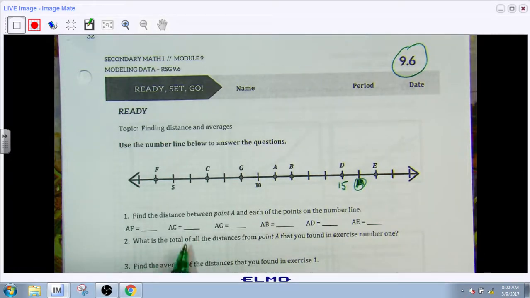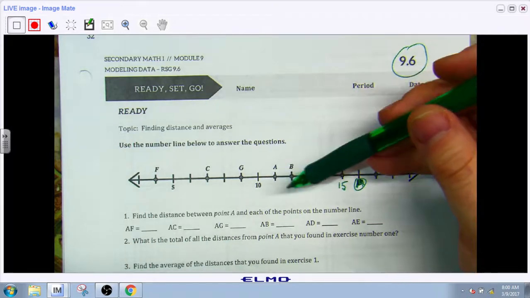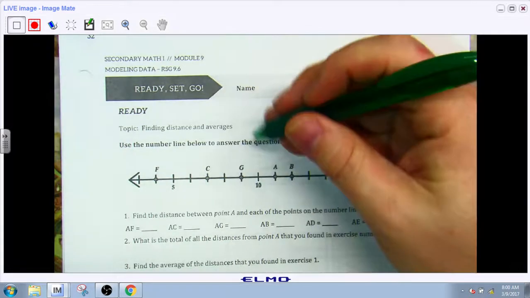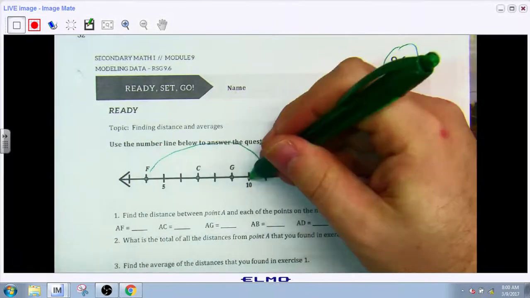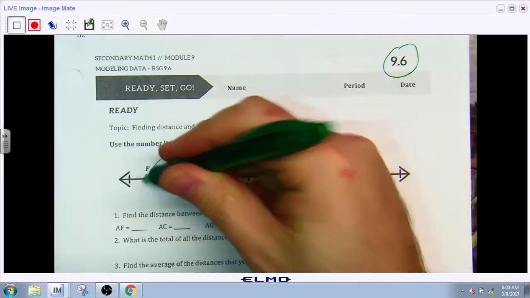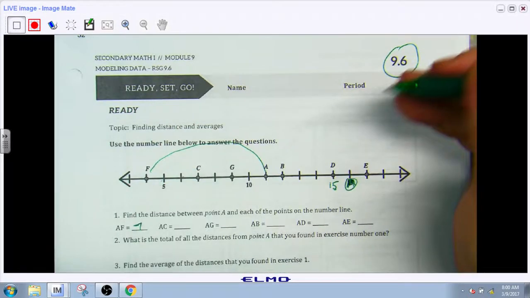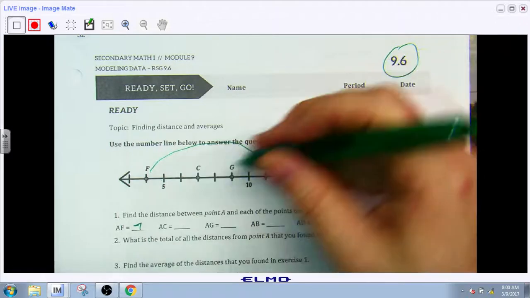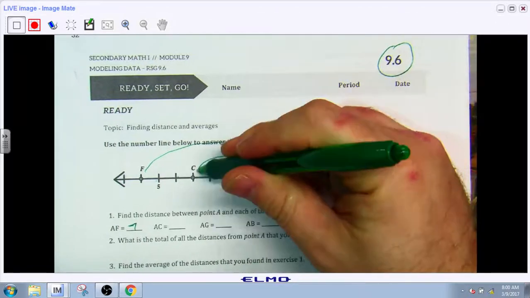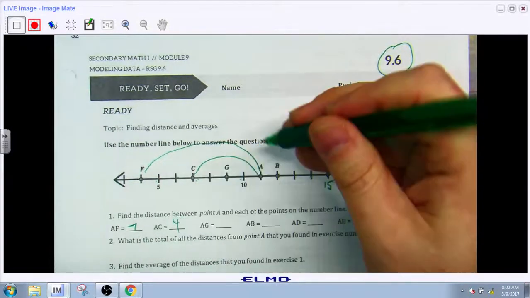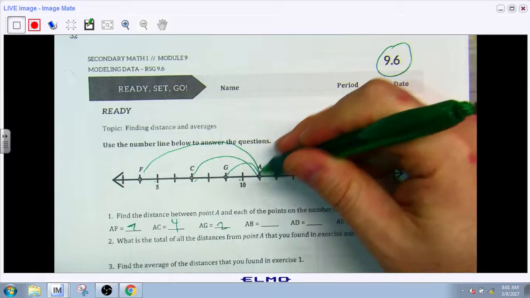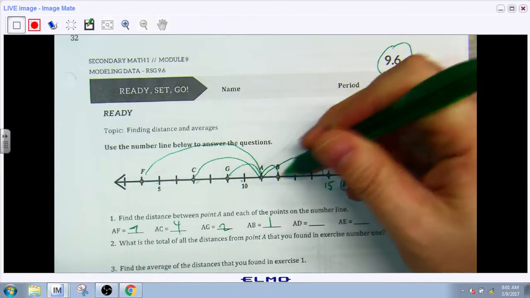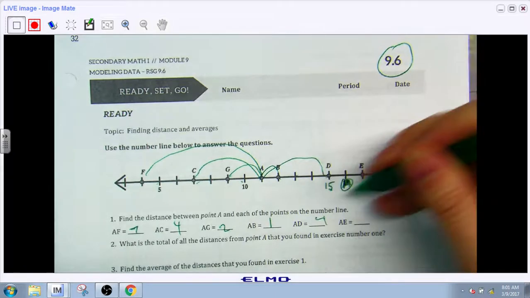It says find the distances between point A and each of the following on the number line. So we look for A to F. A to F is 1, 2, 3, 4, 5, 6, 7. So it's a distance of 7. A to C, 1, 2, 3, 4. A to G, 2. A to B, 1. A to D, 1, 2, 3, 4. And then A to E is 6.